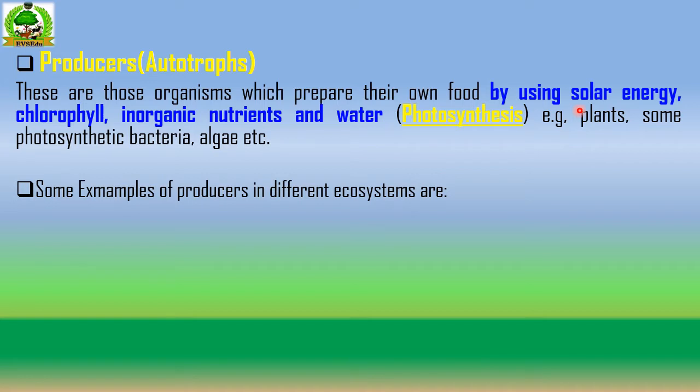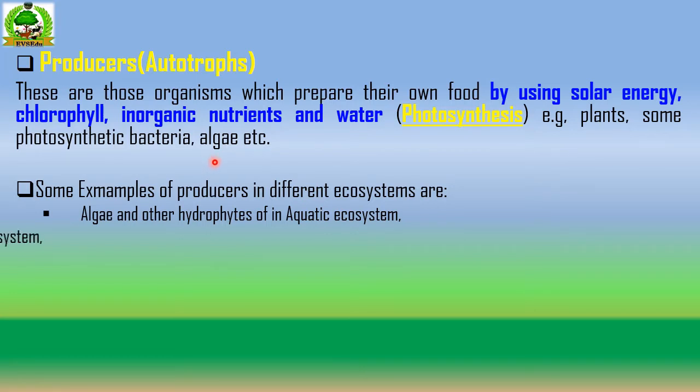Here are some examples of producers in different ecosystems. If we talk about the aquatic ecosystem, there is algae or other hydrophytes, which represent the producers of the aquatic ecosystem, which prepare food by themselves by using solar energy, chlorophyll, inorganic nutrients, and water. Similarly, grasses are producers in the grassland ecosystem. These again produce their food by using this reaction, or we can shortly say photosynthesis.